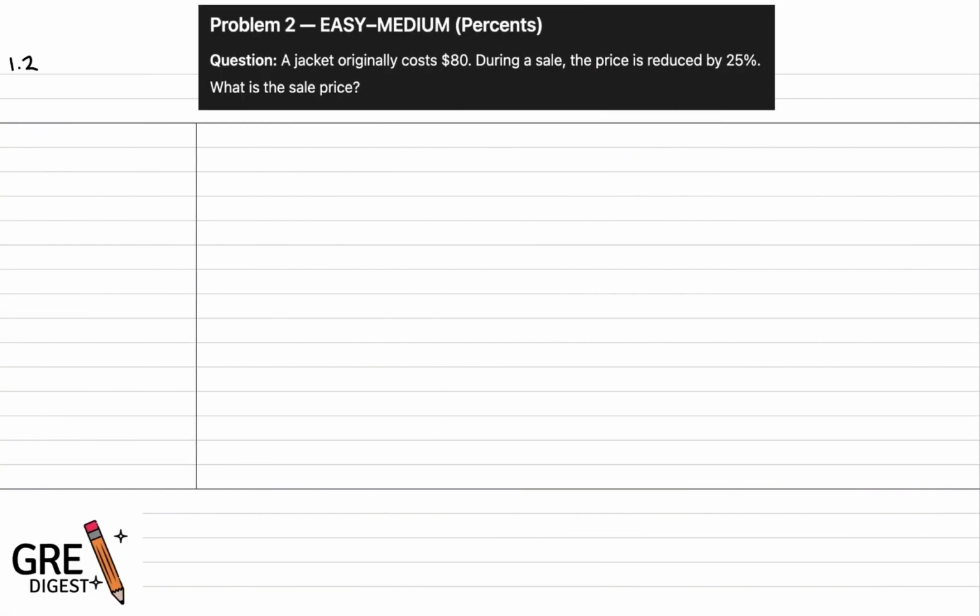On to the next problem here. So this question reads that a jacket originally cost $80. During a sale, the price is reduced by 25%, and we want to know what the sale price is. So a trick we can use to find 25% of 80 is putting this 25% into a decimal form, which gives us 0.25. We multiply this by 80, which gives us an answer of 20.